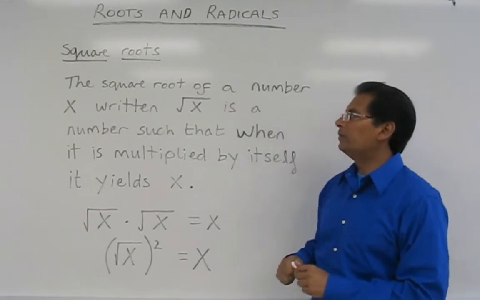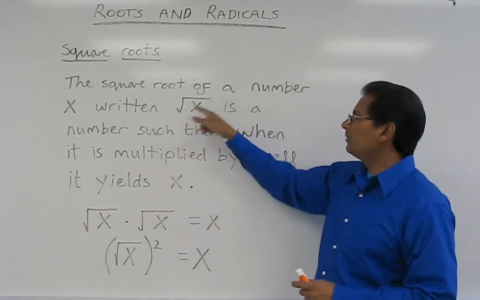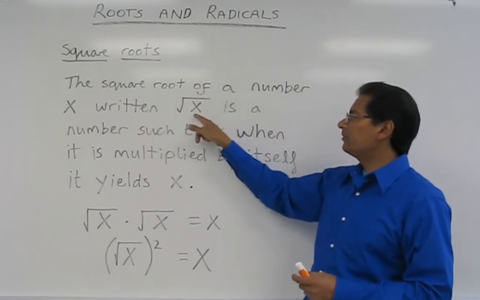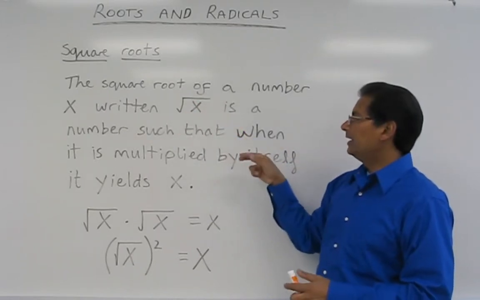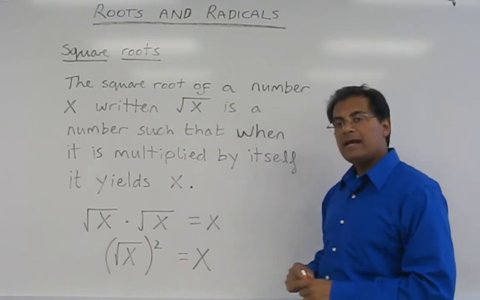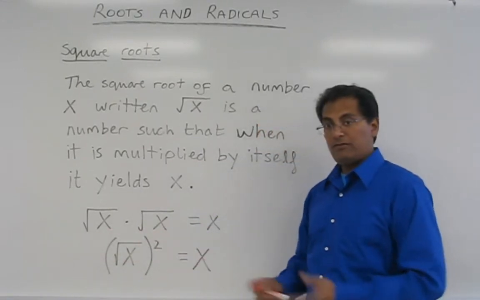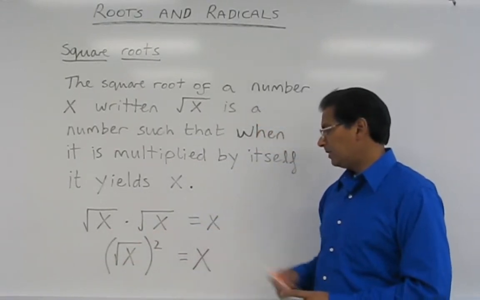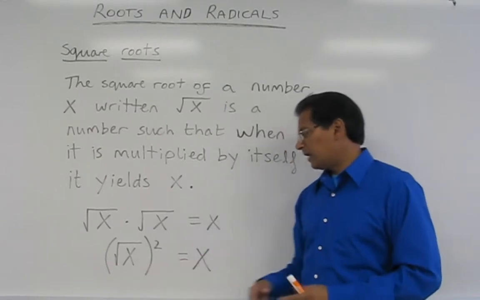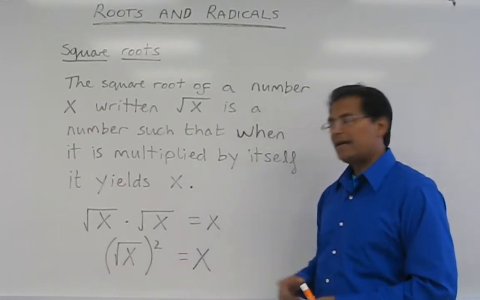What is a square root? Well, the square root of a number, x, written with this little symbol over the x, square root of x, is a number such that when it's multiplied by itself, you get back x. So in other words, if I took the square root of x times the square root of x, whatever number that may be, it would give me x. In other words, the square root of x, all squared, gives you back x.